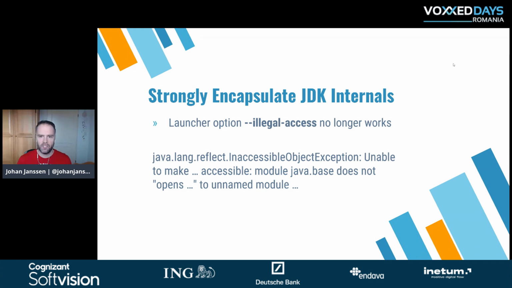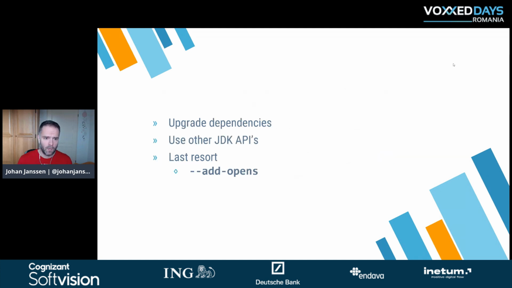So strongly encapsulate JDK internals, what does it mean compared to Java 16? It means that you can no longer use the --illegal-access command to start up Java. It won't work anymore. So again, the solution is make sure you upgrade your dependencies, and for your own code, rewrite it using the newer JDK APIs.